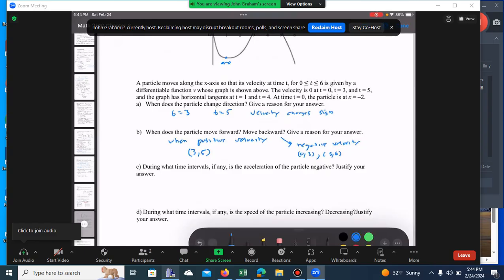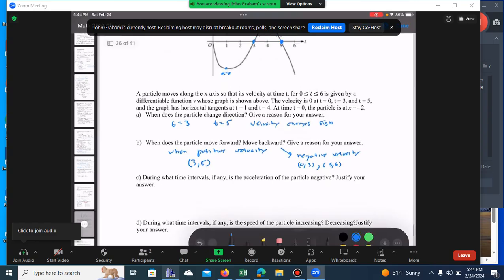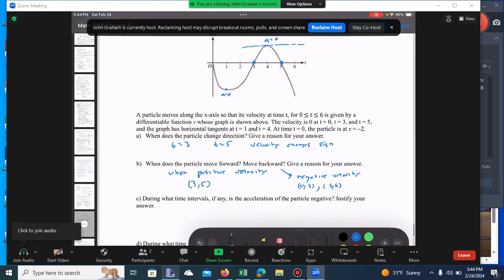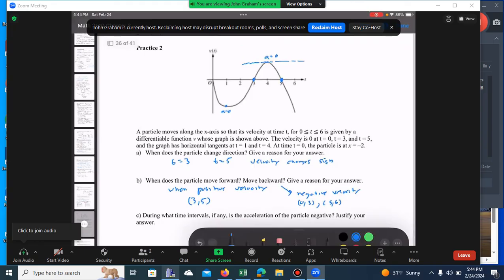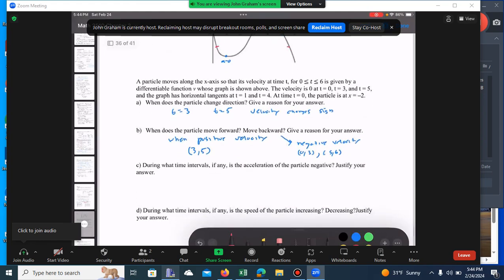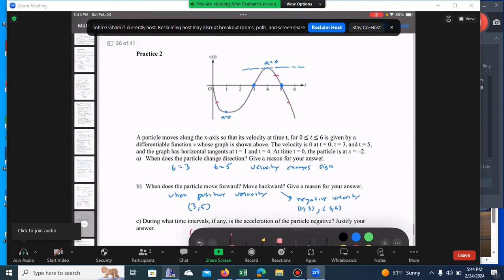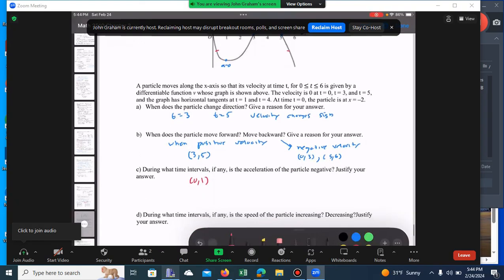So during what time interval is the acceleration negative? Well, that's going to be when your slope is negative, so when you're going downhill on your velocity curve. So your acceleration is negative here. What's here? It's still downhill. And here. So from 0 to 1 and from 4 to 6, when the slope of the velocity graph is negative.